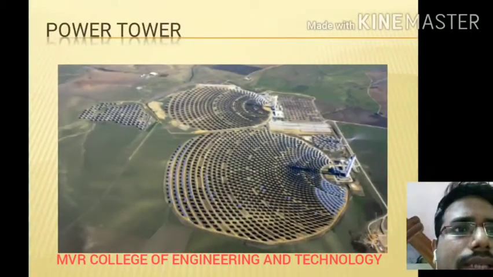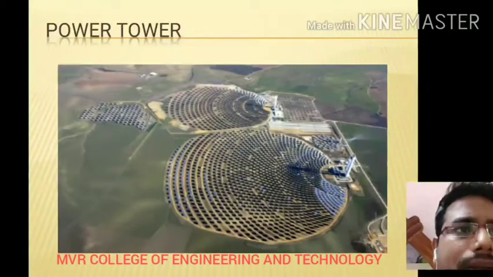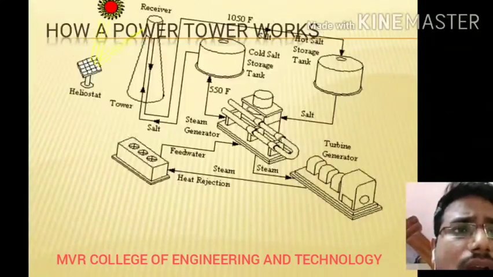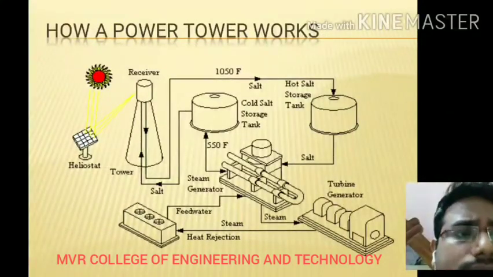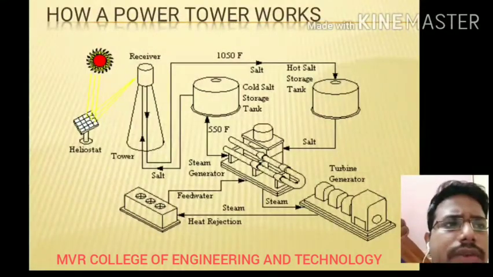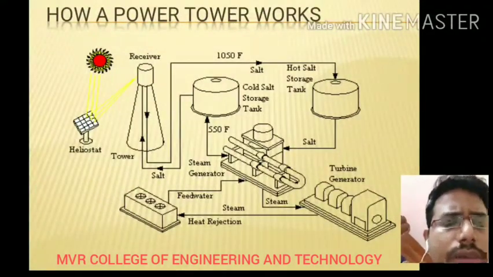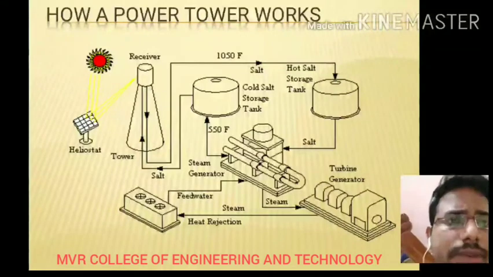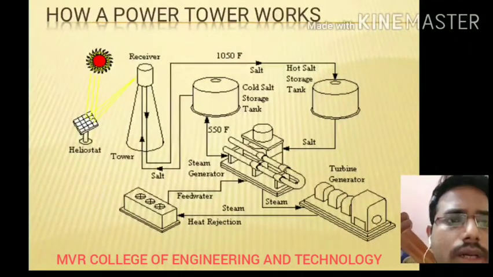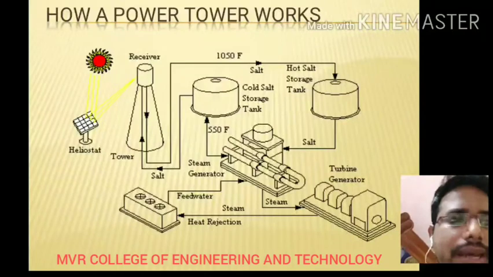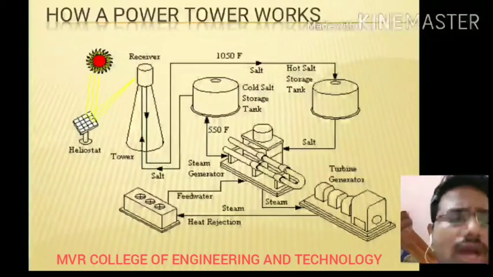So you can see the image of the power tower. On one side of the power tower, there will be a power tower. Let us see how the power tower works. Whenever the sun hits this solar mirror, the solar mirror will reflect onto the receiver. Through the receiver, these rays will be received, and from the cold storage tank, the water will be sent into the tower, and the water will get heated, and it will be sent into the hot salt storage tank.